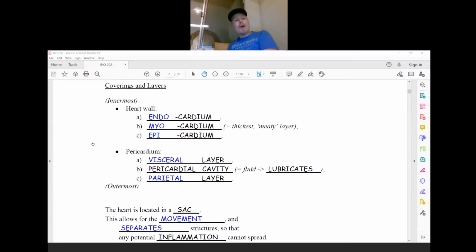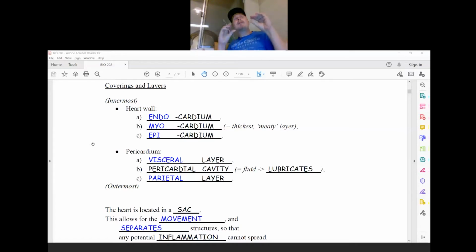Let's have a look also at the sac that holds the heart inside it. There we've got two layers only. We've got the innermost visceral layer, and then we've got the outermost parietal layer. Between those two layers, we've got the pericardial cavity, which is filled with fluid, our pericardial fluid. The function of that fluid is to lubricate these two layers as they slide past each other.